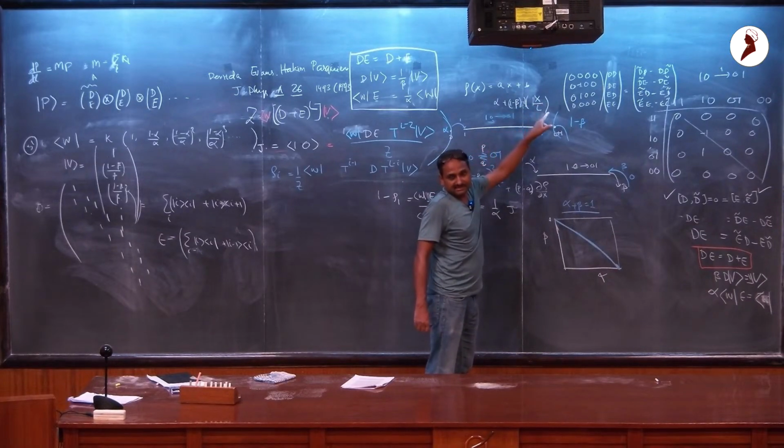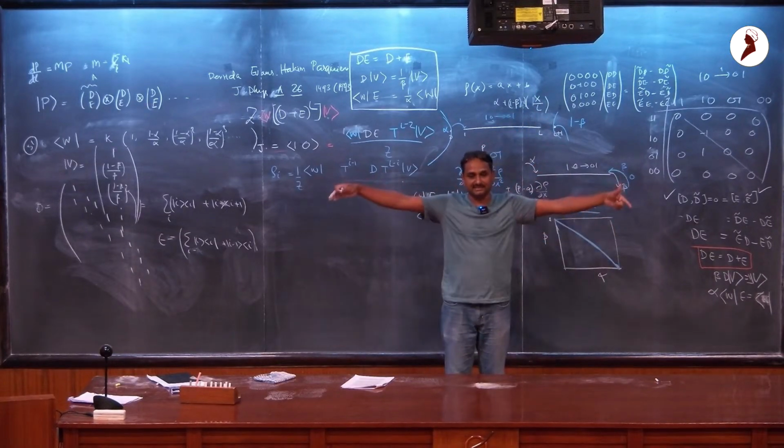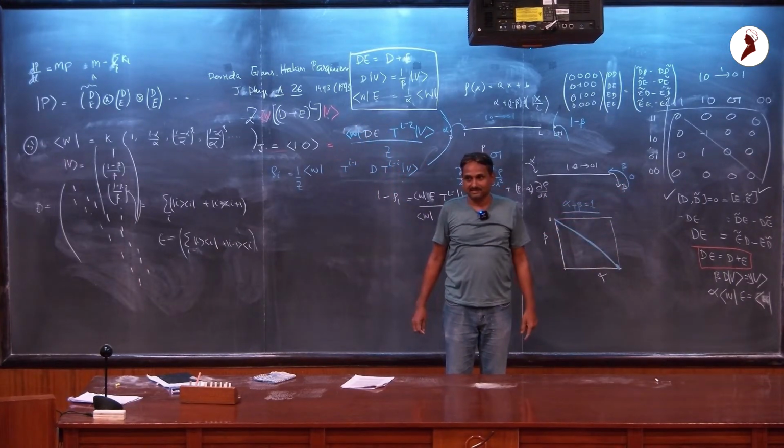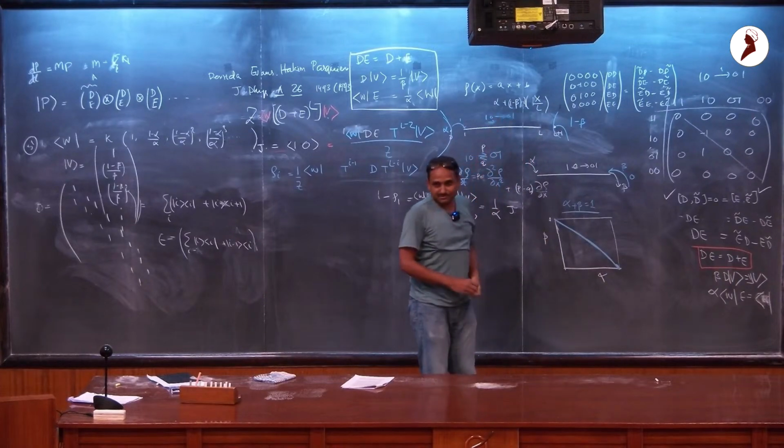Here x means i by L. That is the density at different places. It's a linear density profile, like this side alpha, that side beta. Okay? So if P equals Q, you just have a diffusion.